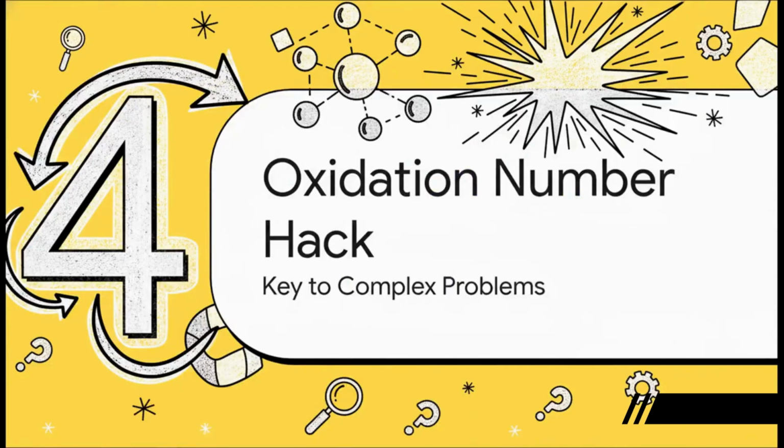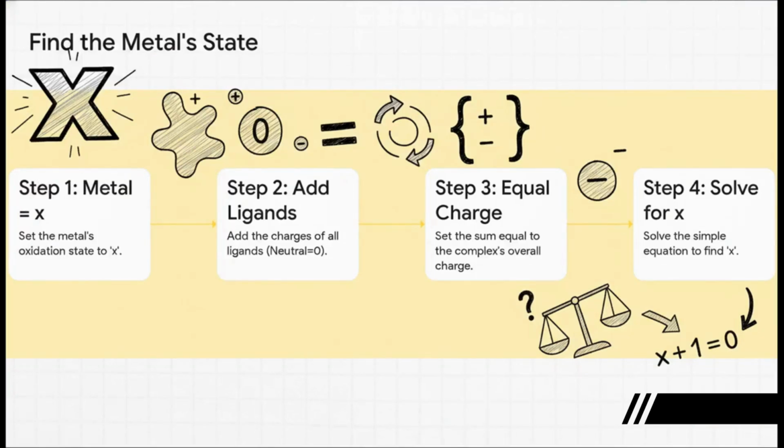All right, let's talk about the one skill that's like a superpower for this chapter, calculating the oxidation number. Seriously, if you can nail this quickly and accurately, you are way ahead of the game. Let's learn the hack. It's a super simple 4-step recipe. You follow it every single time and you can't go wrong.